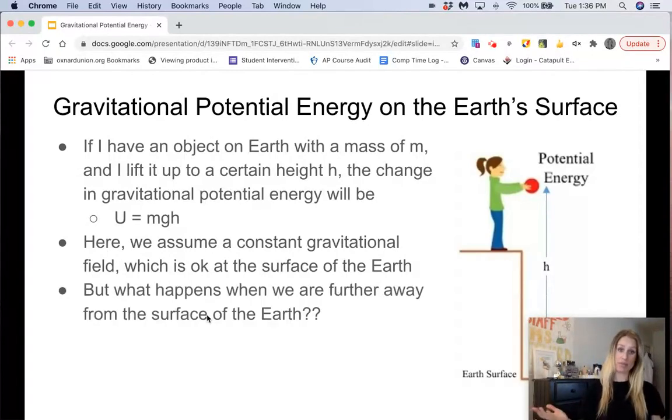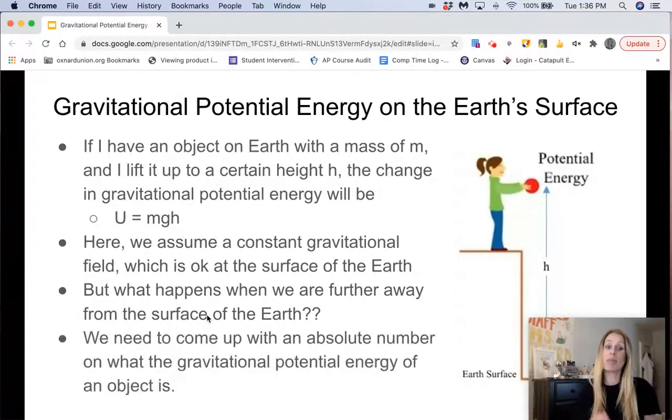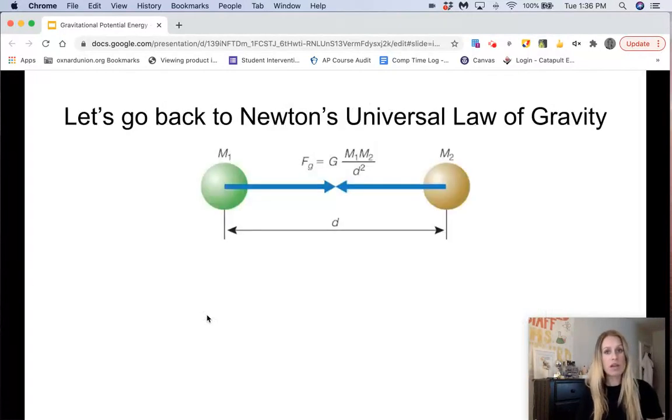However, what happens when we move further away from the surface of Earth? Well, we need to come up with an absolute number on what the gravitational potential energy of an object is as we get farther and farther away from the surface of Earth. So if we go back to Newton's universal law of gravitation, we know that the force of gravity is equal to big G, which is our constant, times m1 times m2 divided by the distance between those two things squared.